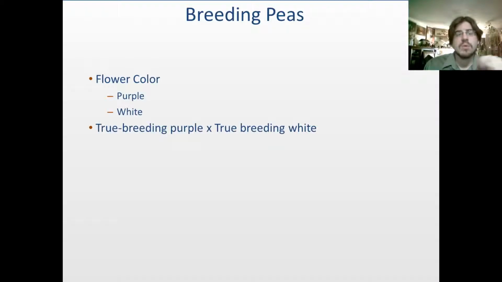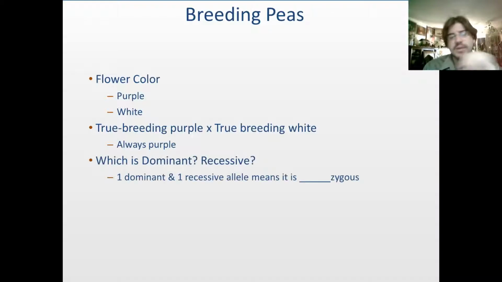So, if you're breeding peas for flower color, your options are purple or white. A true breeding purple times a true breeding white plant, what Mendel referred to as his parental cross, always produced the phenotype purple flowers. Always. So, well, which one is dominant and which one is recessive?